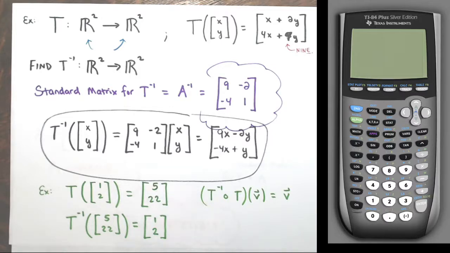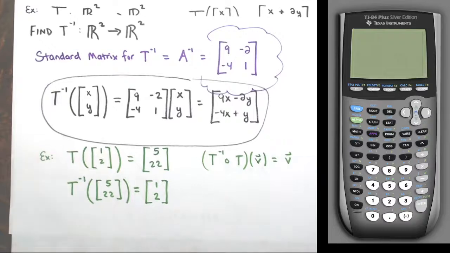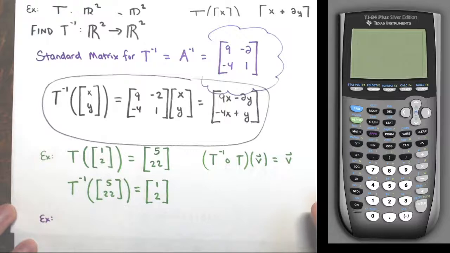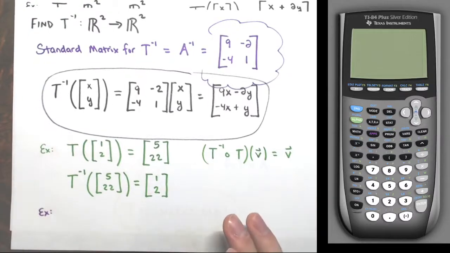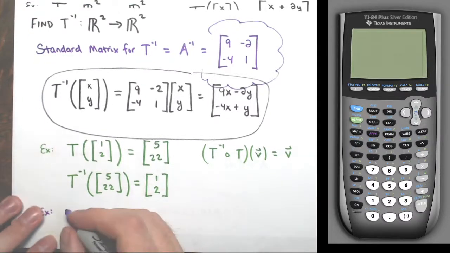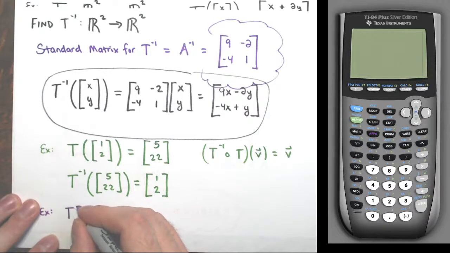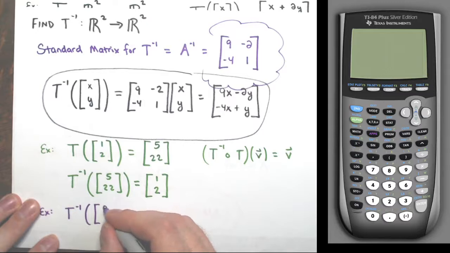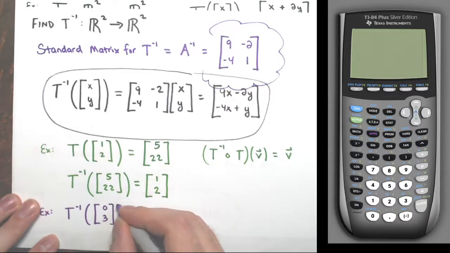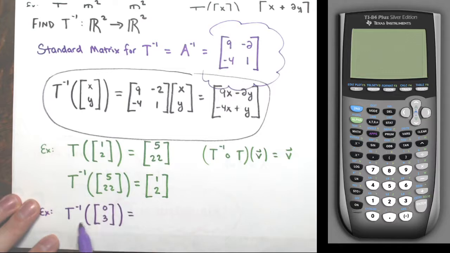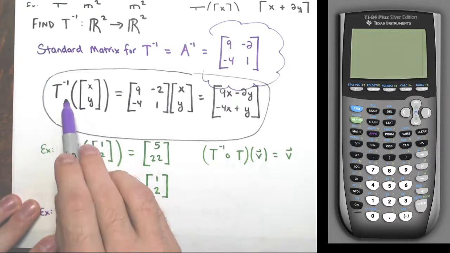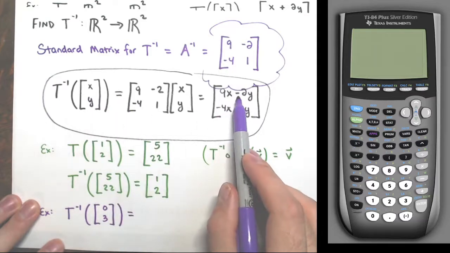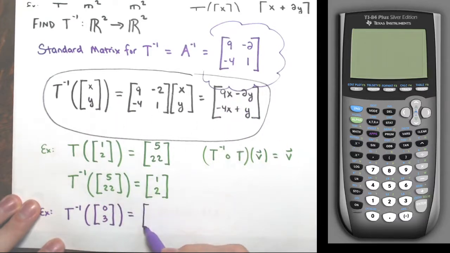Let's go the other way around. Let's put something into T inverse first. Again, these are just single examples. These do not prove anything, but we're just kind of believing that these are inverses by looking at them. How about T inverse of the vector 0, 3? Let's see what happens. Put in 0 for x and 3 for y. So I'd have 0 and then minus 2 times 3. That's 0 minus 6, -6 for the first component.